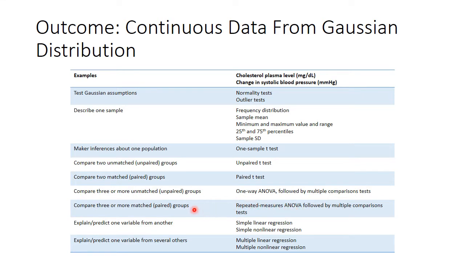If you needed to explain or predict one variable from another, you could do something like a simple linear regression. We didn't really talk about nonlinear regressions much, but it's very similar. It just depends on what type of relationship you have between the variables. Again, this is just looking for an explanation. If you wanted to predict one variable from several others, so you wanted to look at multiple inputs, you could do a multiple linear regression or multiple nonlinear regression, right? So this can help you look for correlations. It can help you with explanations and predictions.